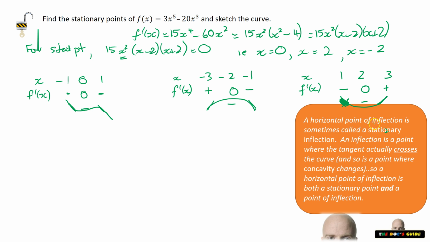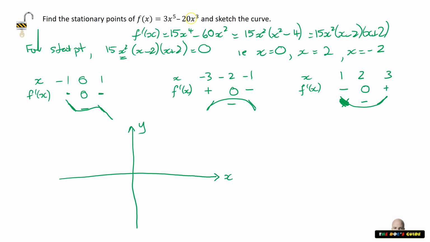Now just a little note about our horizontal point of inflection. Sometimes it's called a stationary inflection because, as we said before, an inflection is a point where the tangent actually crosses the curve, and it's also a point where concavity changes. So if we have a horizontal point of inflection, it's a stationary point and a point of inflection because we have a change in concavity and we have the first differential equaling 0. So let's look at our sketch.